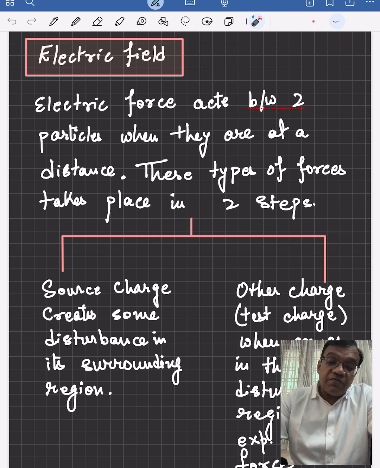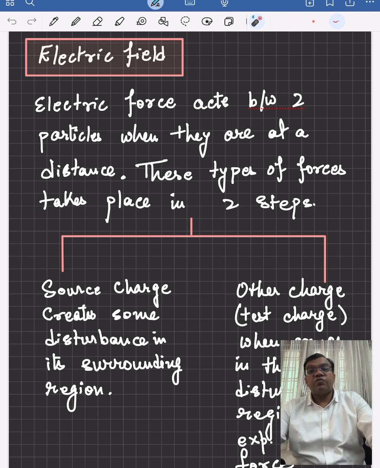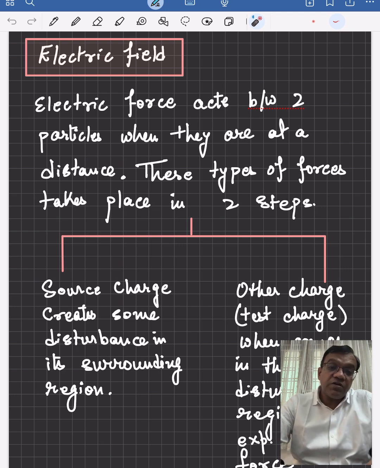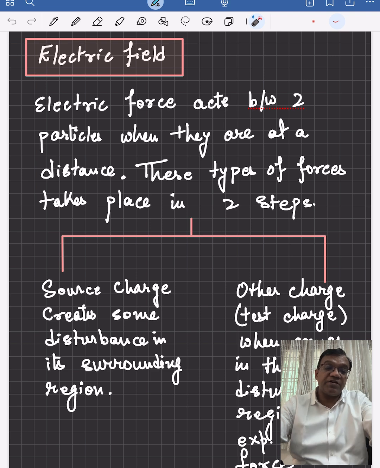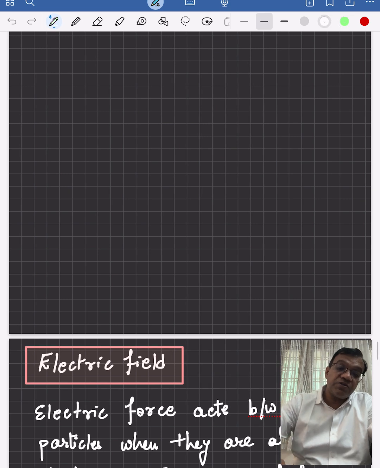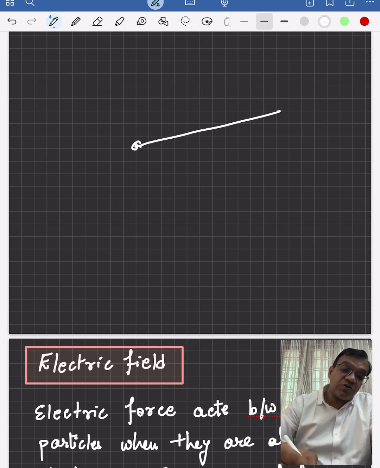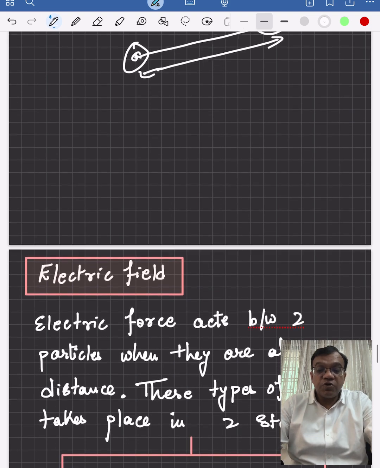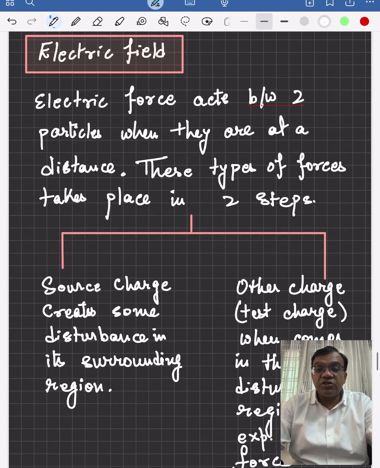Now about the electric field, we have to understand why the concept of electric field is needed. Actually, electric force is an example of action at a distance. Already in the last video I have told electric force is an example of action at a distance. What is the meaning of this statement? When two particles are placed at some distance apart, they are not in contact, then also they are exerting a force on each other. This is the meaning of action at a distance.